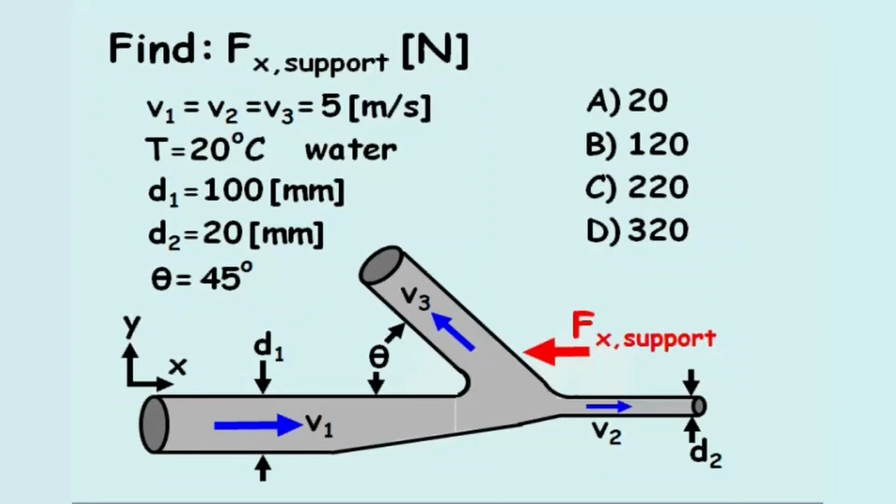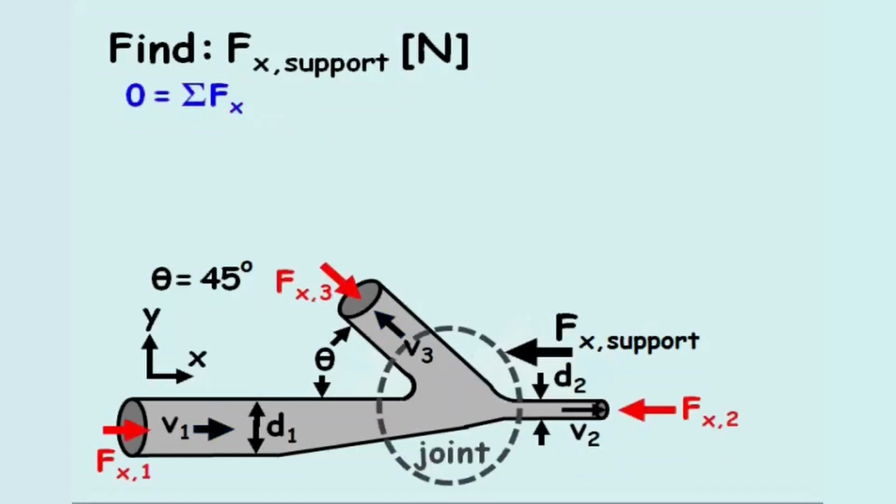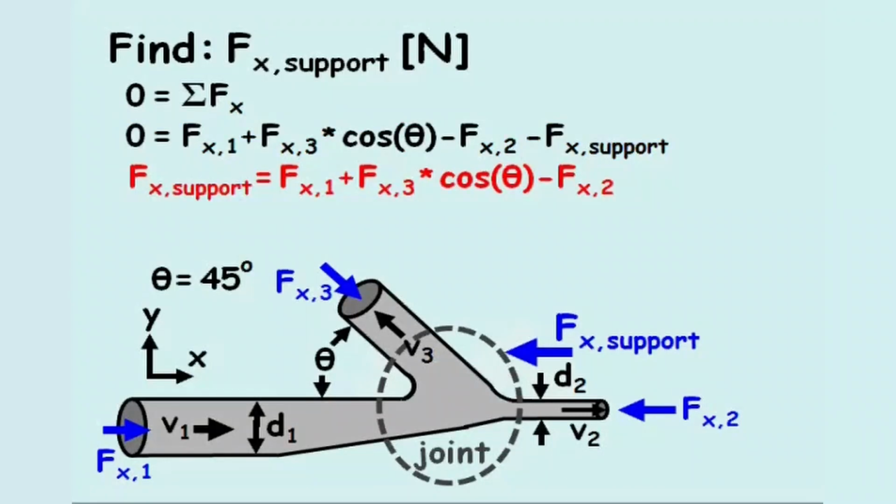We'll begin by setting the sum of the forces in the x direction equal to 0. Looking at the joint, we'll define forces Fx1, Fx2, and Fx3 to represent the forces on the joint from water flowing through pipes 1, 2, and 3. After expanding the summation, we can solve for the support force in the x direction as Fx1 plus Fx3 cosine theta minus Fx2.